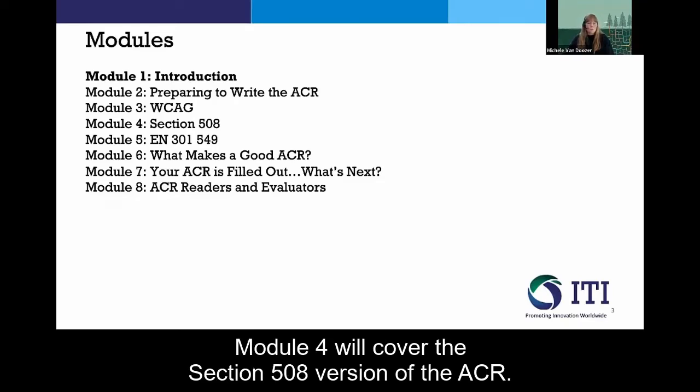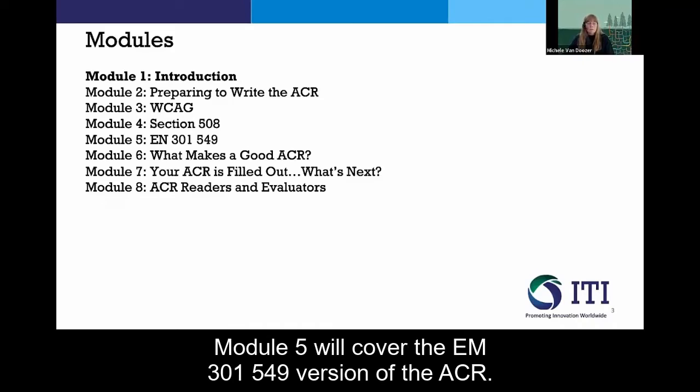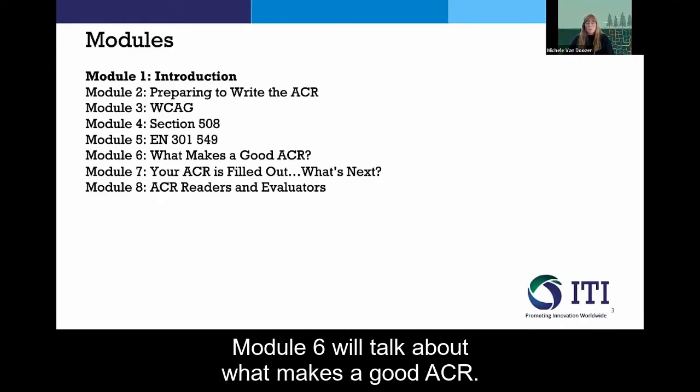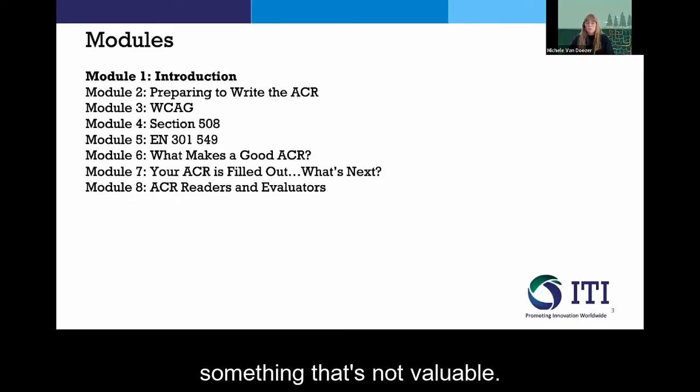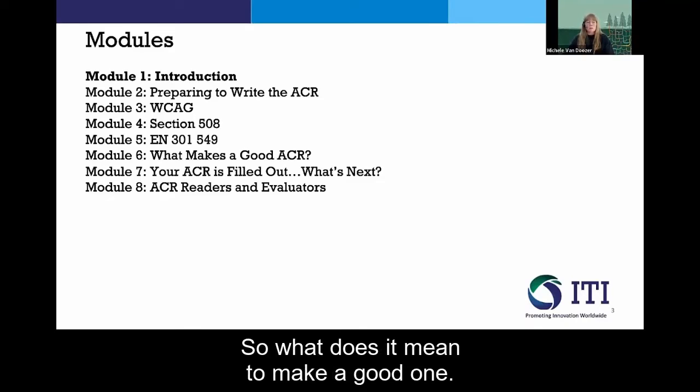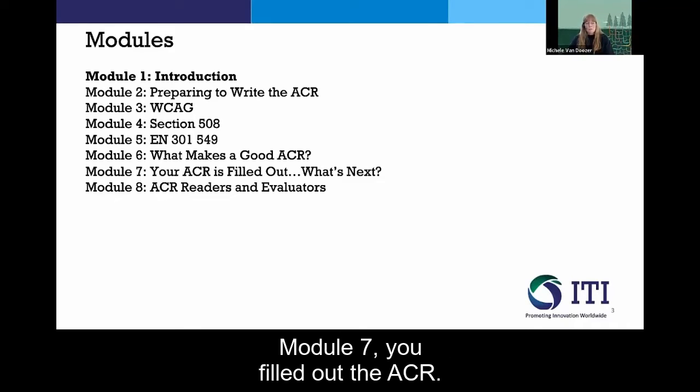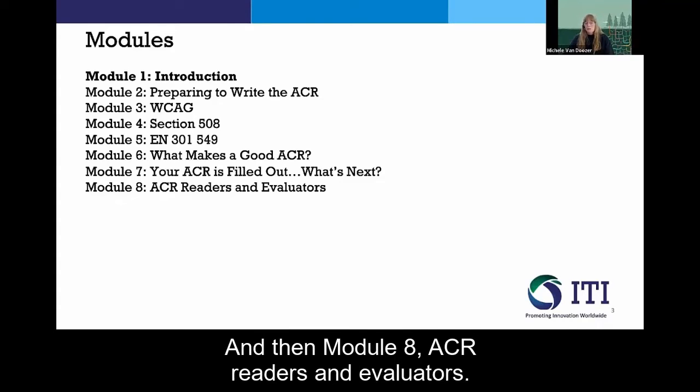Module 4 will cover the Section 508 version of the ACR. Module 5 will cover the EN 301-549 version of the ACR. Module 6 will talk about what makes a good ACR. You can fill it out and still have something that's not valuable. So what does it mean to make a good one? Module 7: you filled out the ACR, now what do you do with it? What's next? And then module 8, ACR readers and evaluators.